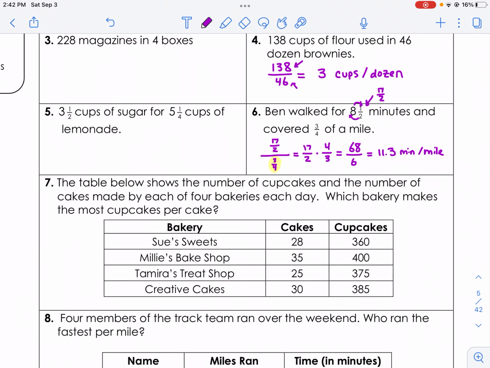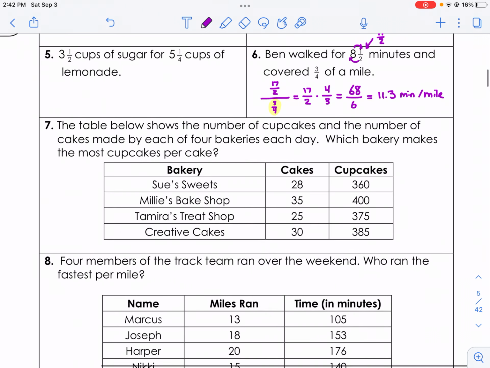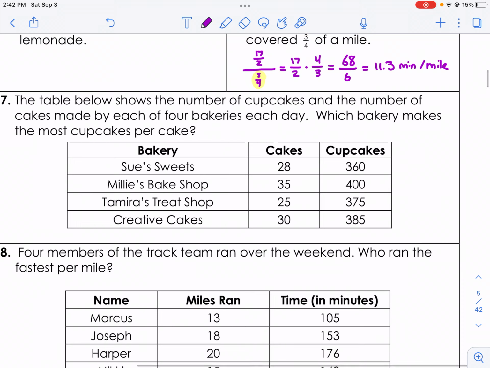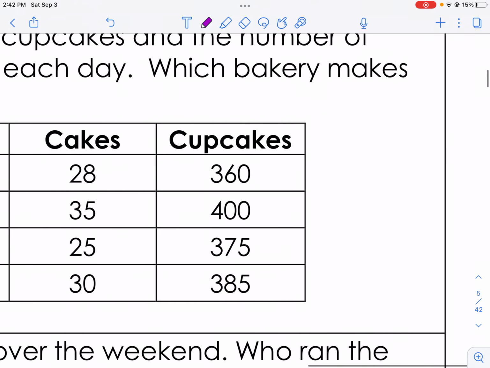Let's look at an example with a table down below, and then we'll look at some with price in the next page. Here, the table shows the number of cupcakes made by each of the 4 bakeries each day. Cakes and cupcakes, my bad. Which bakery makes most cupcakes per cake? So cupcakes per cake means cupcakes up top and cakes on the bottom. This is a little bit annoying because you have to write a bunch of little fractions here in the small space. Cupcakes per cake. So I'm going to take that number and I'm going to divide it by that number.